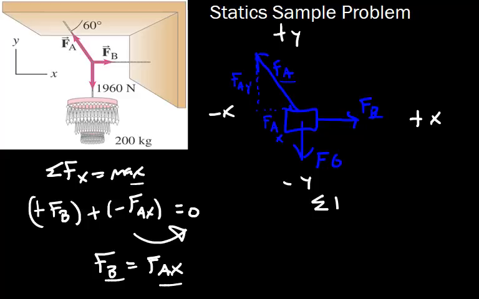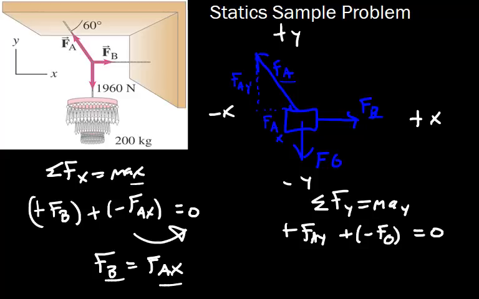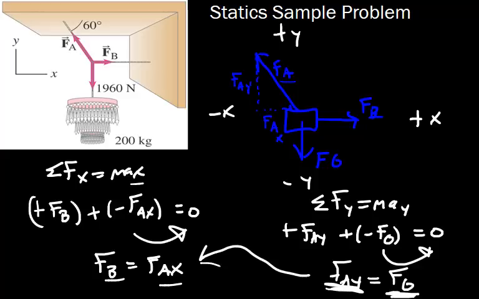So let's look at our Y. Sum of the forces in the Y equals MA in the Y: positive FAY plus negative force of gravity equals 0. So we add that over. Force A in the Y, tension, should equal the weight. Once you figure that out, you can figure out what's going on with FA, and then you can come into FB. So go ahead and pause the clip and finish this up, and when you're ready to check, you can hit play to continue.